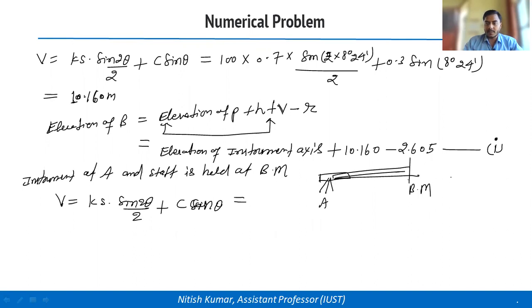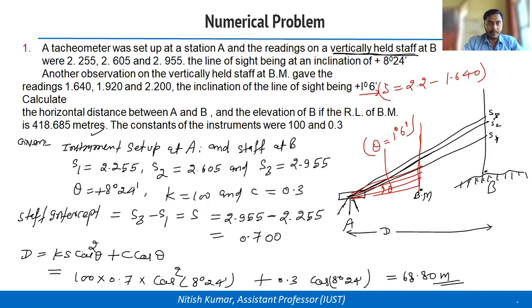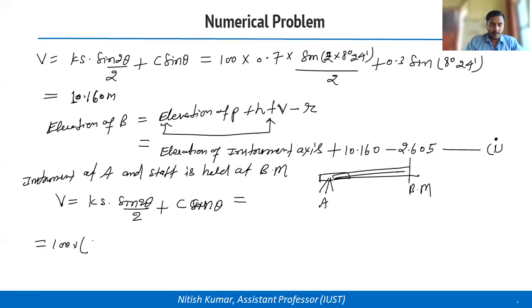Okay, so I'm applying the formula for the second case. The same instrument is used here, so that constant will be the same. So 100 into S. What is S? Staff intercept. So just write the reading: 2.2 minus 1.640. This is S.